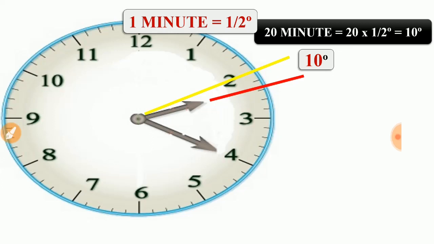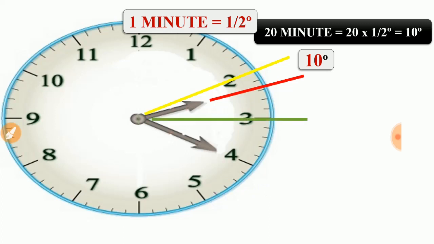So what is that gap? That gap is the result of 20 minutes. So we know that 1 minute is half degree. So 20 minutes is 20 into half degree, which is 10 degree. So that means that the gap between the yellow line and the red line is clearly 10 degree. Okay, so that is very clear.